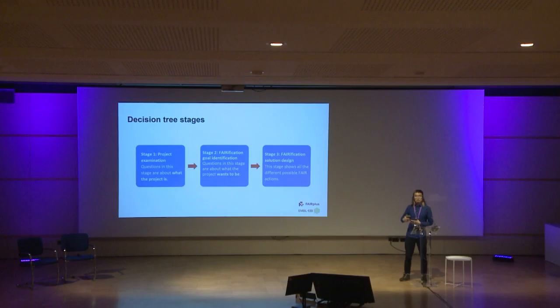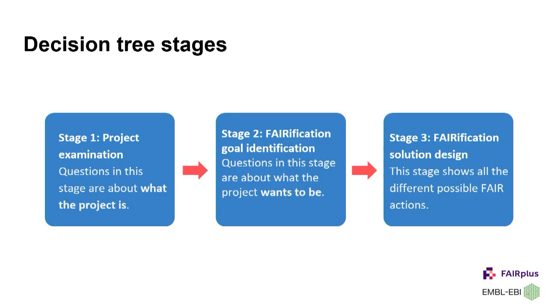You have stage one, which is project examination. What's your project? Is it DNA? Is it RNA? Who are you trying to serve? Your FAIRification goal in terms of, am I trying to make it for the increased analyzability of this? Is this data going to be used by another data portal? Is this going to be internally used for a small group of people? And then finally, FAIRification solution design. It shows a list of different possible FAIR actions available for you.